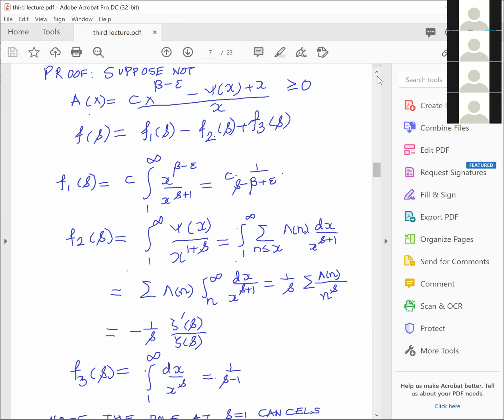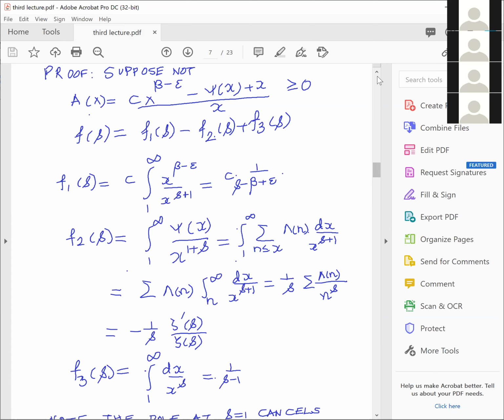But f1 of s has a singularity at beta minus epsilon. And therefore, when you go towards the left, the first singularity which you meet is beta minus epsilon. That by definition means that this f of s is valid to the right of beta minus epsilon. Good, because Landau's theorem says that you can go as far as you meet the first singularity. And the first singularity being at beta minus epsilon, you can go up to beta minus epsilon, which means the line of convergence has to be beta minus epsilon.